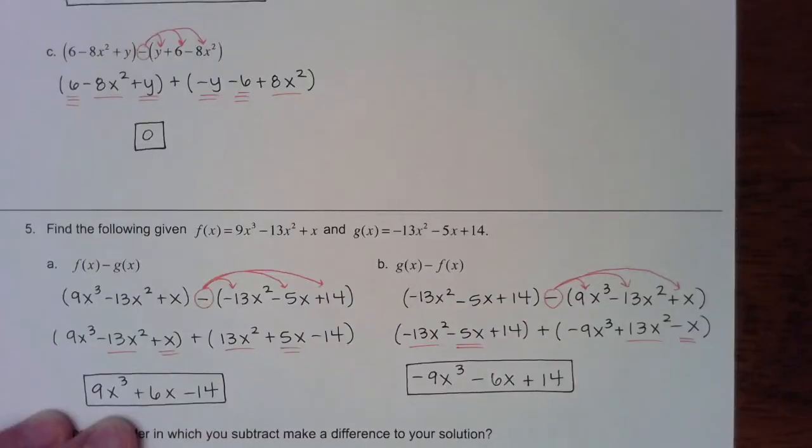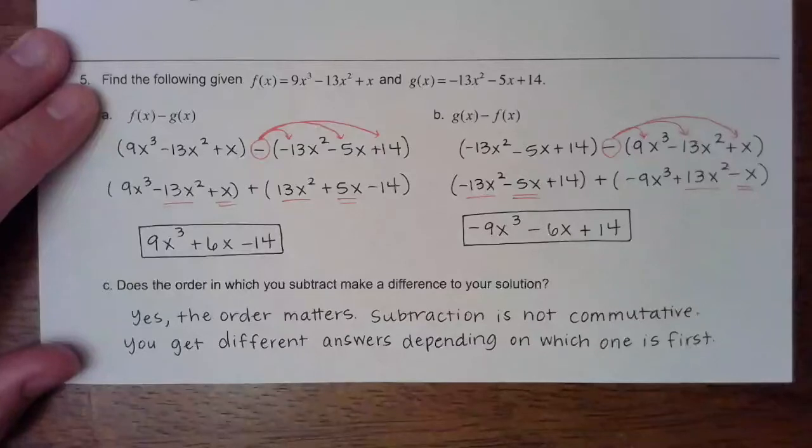Combining those terms together, I'll get negative 9x to the third. The negative 13x squared and positive 13x squared cancel out, so those go away. Negative 5x take away 1x will give me negative 6x, and then the 14 just drops down because that also doesn't have one to combine with.